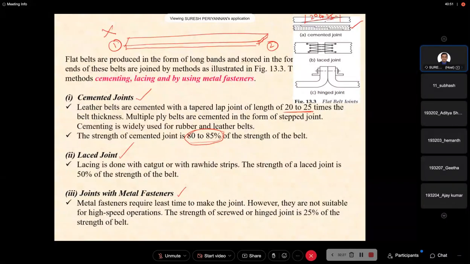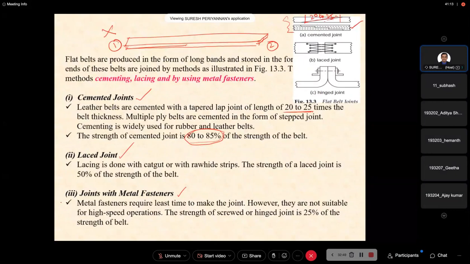When you make this connection, as compared to the plain belt, after these two joints the belt strength at this joining place is going to be 80 to 85 percent of the strength of the belt.